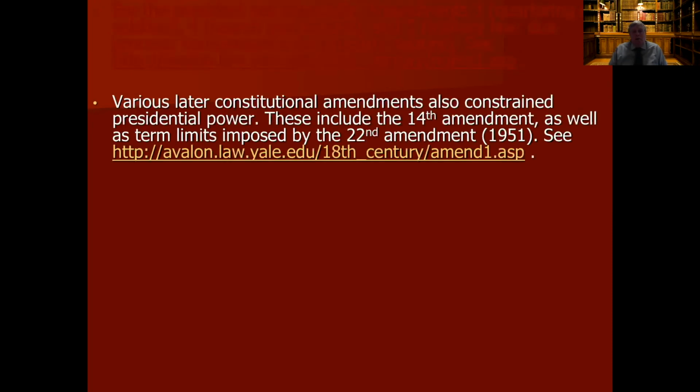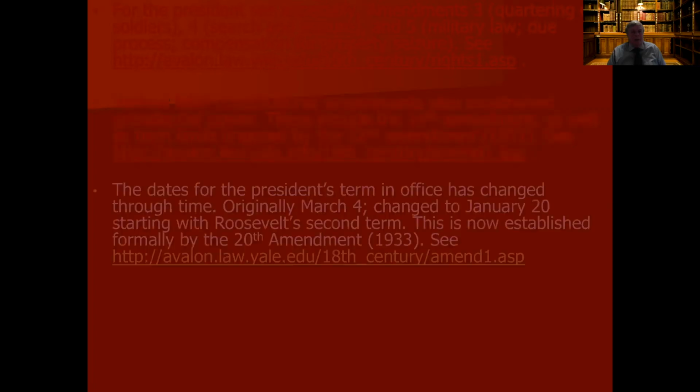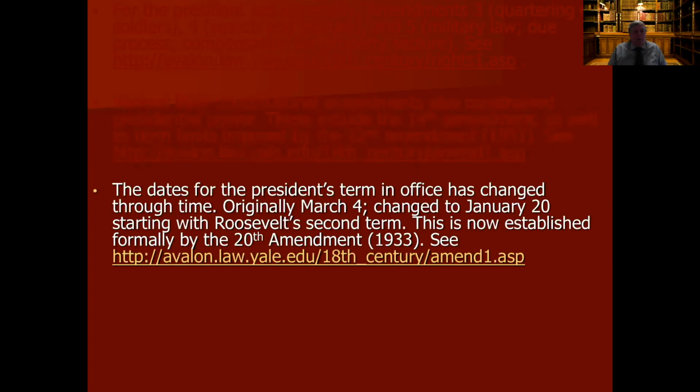Various later constitutional amendments also constrain presidential power. These include the 14th Amendment, which provided equal protection of the laws, as well as term limits imposed by the 22nd Amendment. This amendment was ratified in 1951. See a discussion of that at the hot link that I have below this bullet.